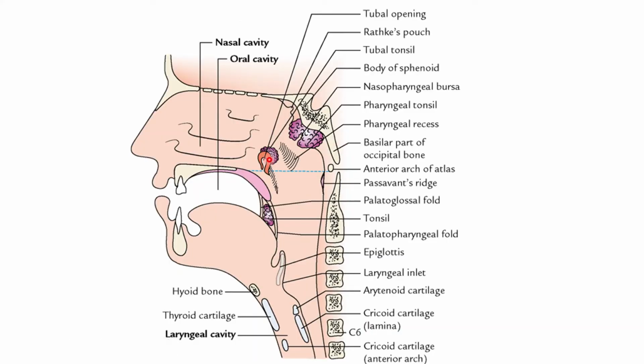So this is the diagrammatic view showing the parts of the pharynx. As we can see over here, this is the oropharynx, which is limited in front by the oropharyngeal isthmus, where it opens into the oral cavity. Behind, the oropharynx is related to the second and third cervical vertebrae.